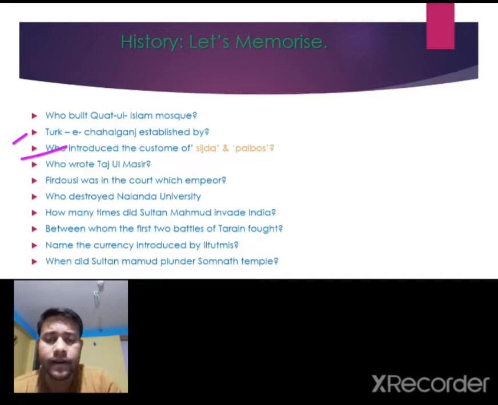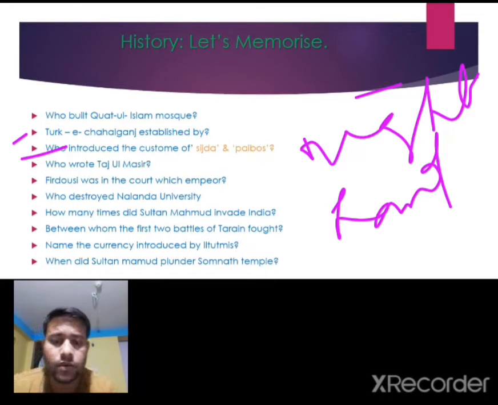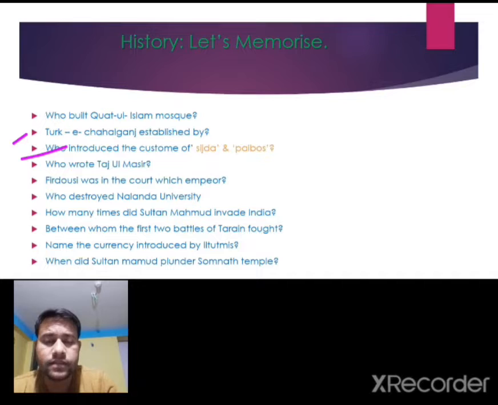He also called himself the right hand of the caliph. Another piece of information is Jil Ilahi: yes, he called himself the shadow of God.